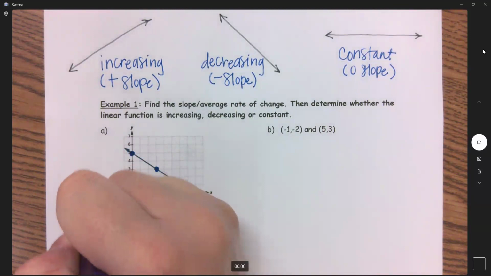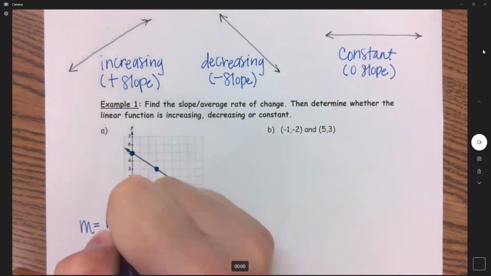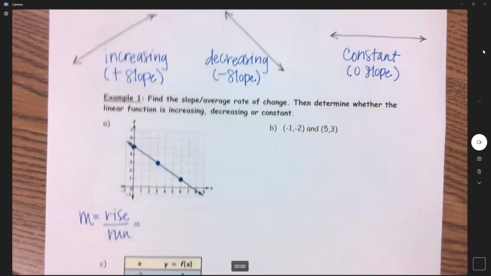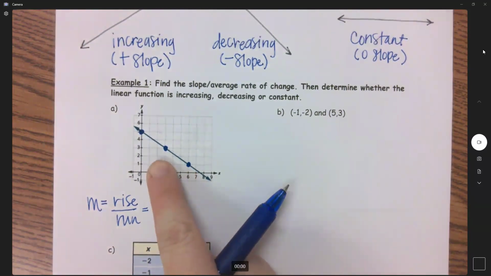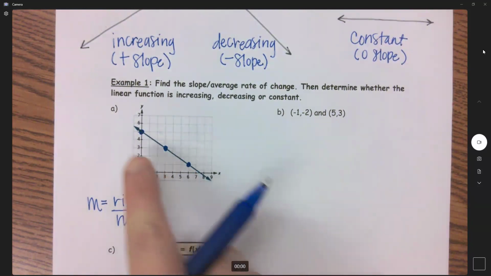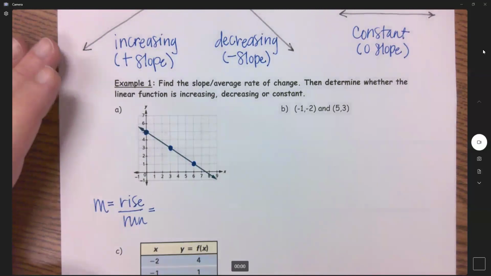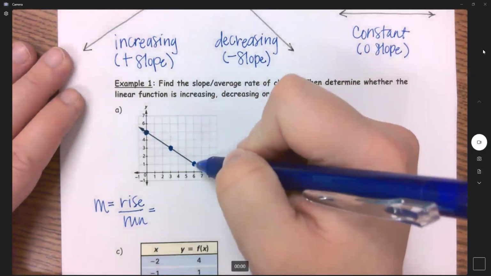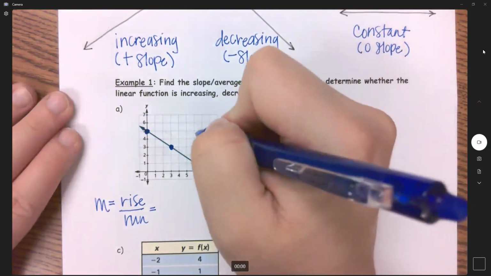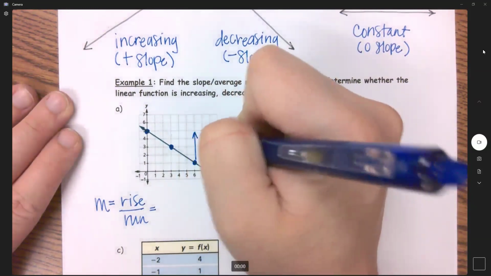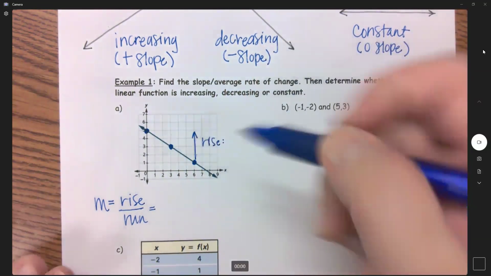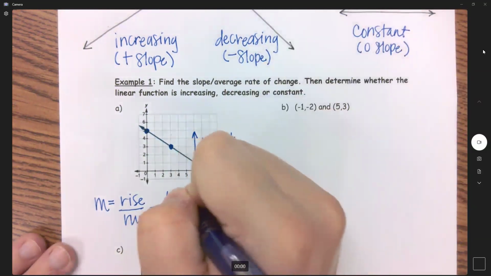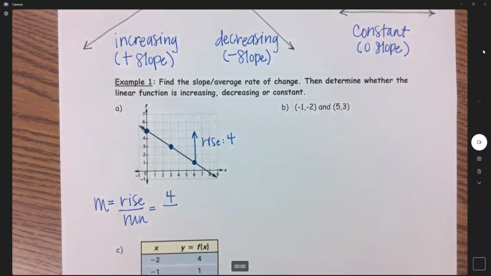Because I'm using a graph, I'm going to use my slope formula of rise over run. You can rise and run from any of these 3 points. So you can go from the bottom one to the middle, middle to top, or even bottom to top. Let's go ahead and go from the bottom to the top one real quick. If I go from this bottom one to this top one, I first need to calculate what is my rise. And it looks like we are going up 1, 2, 3, 4 units. So we have a rise of 4. And when we go up, that is positive.